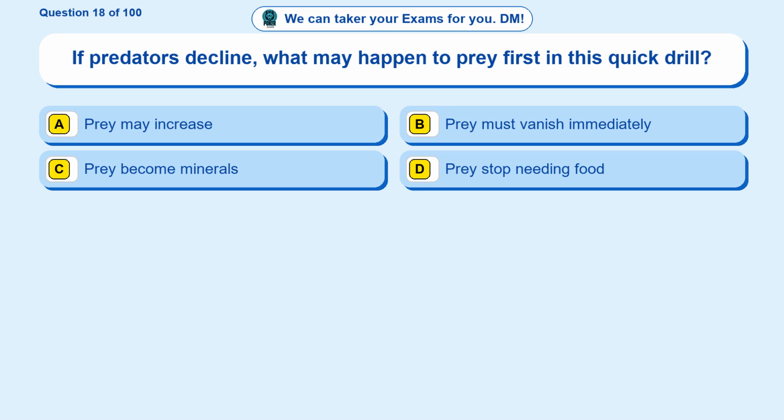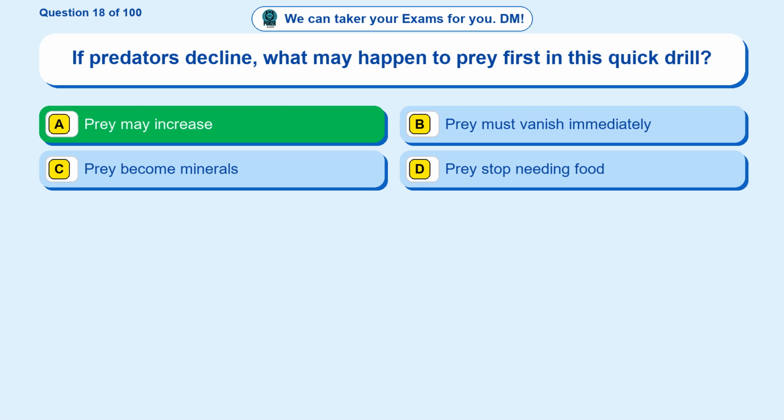Question 18. If predators decline, what may happen to prey first in this quick drill? Option A. Prey may increase. Option B. Prey must vanish immediately. Option C. Prey become minerals. Option D. Prey stop needing food.